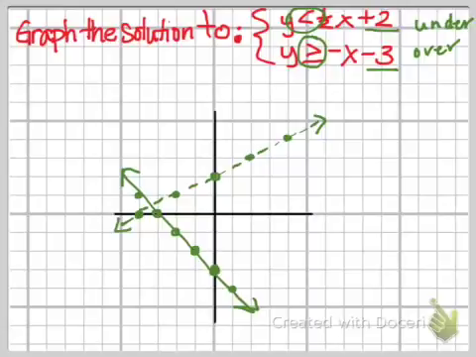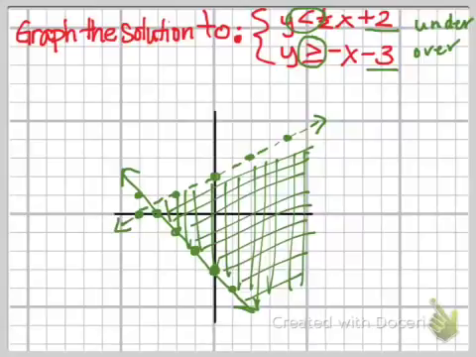And the solution is what's going to be true for both. So I'm looking for the section that's below the dotted line and above the solid line. And the section that satisfies both of those qualities is this shaded portion right here. Let's do another example.